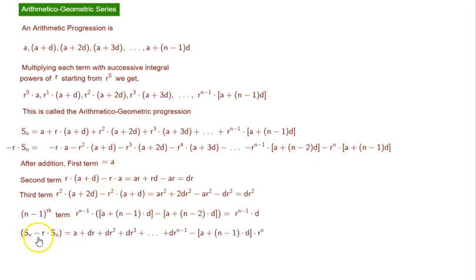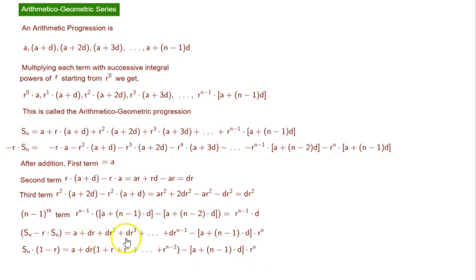We have S sub n minus r times S sub n is equal to a plus dr plus dr square and so on up to dr to the power of n minus 1, minus the last term r to the power of n times a plus n minus 1 d. Let's simplify this. We get S sub n is common, so we take it out. S sub n times 1 minus r equal to the right hand side.